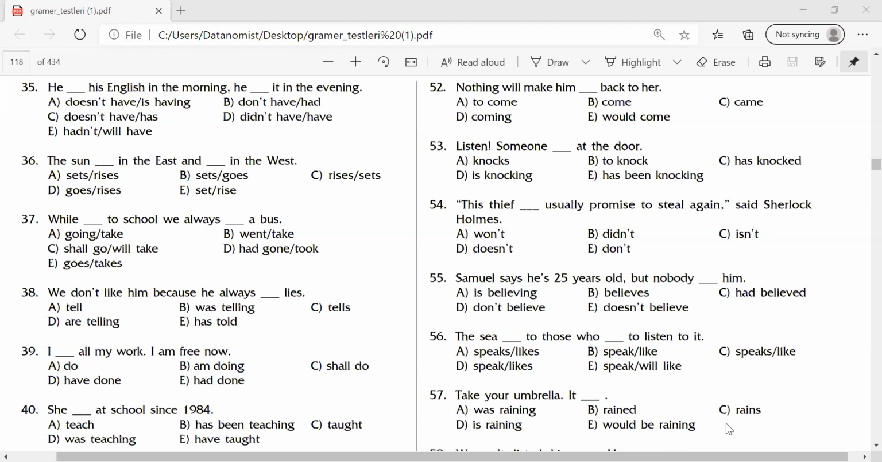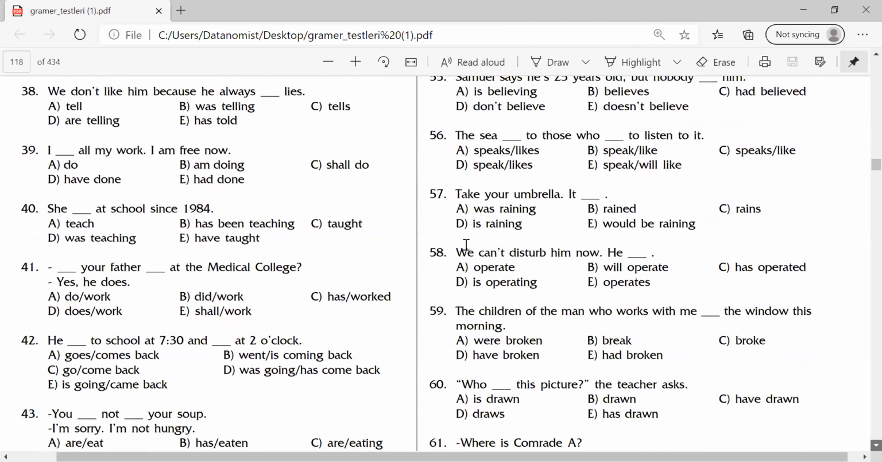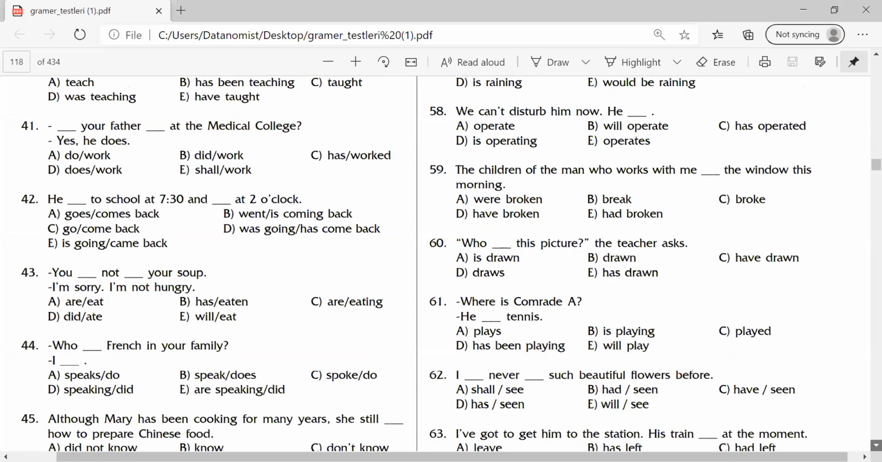And then see the 57th one. Take your umbrella, it dash. When do I say take your umbrella? Okay, that's a clue. Yes, you're right. It is raining. Okay, this we are done.